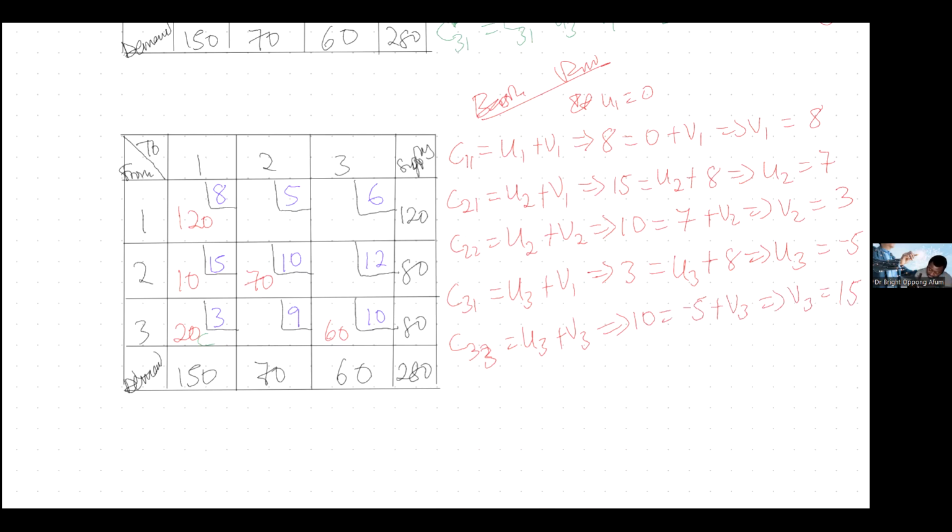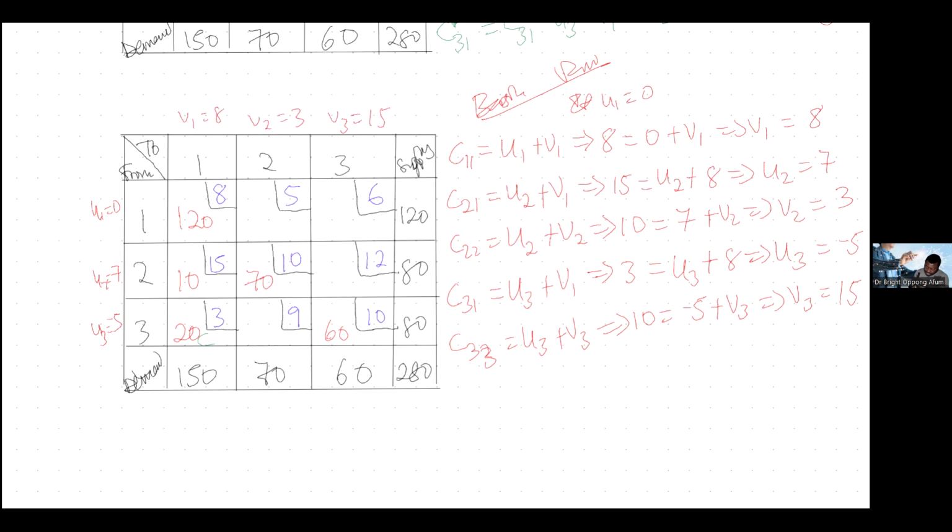All right, so we can now come back here and put our values here. U1 is equal to 0, U2 is 7, U3 we found negative 5, V1 is 8, V2 is 3, then V3 is 15. All right, so now when we have this, we have to evaluate the non-basic variables.